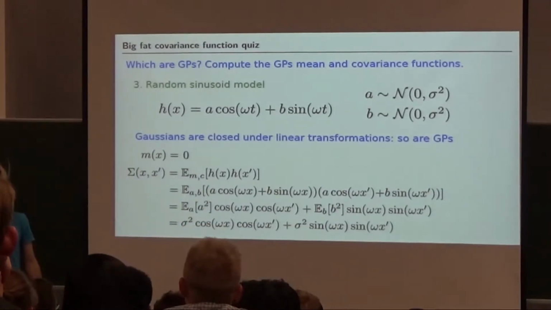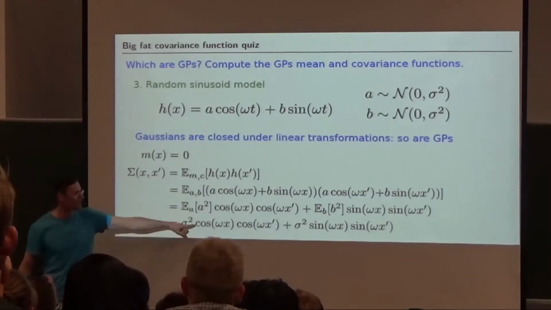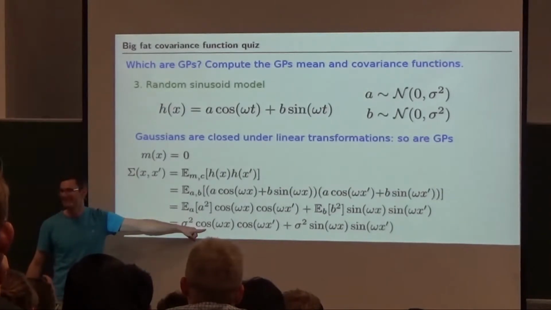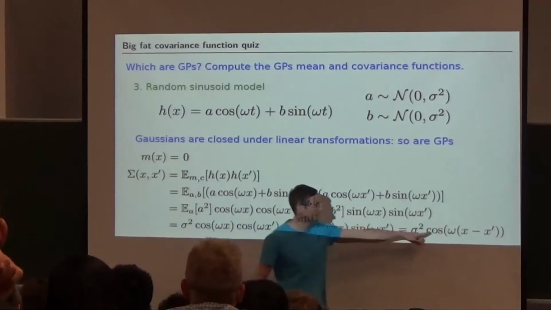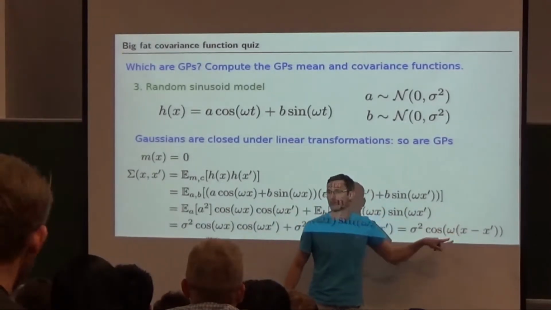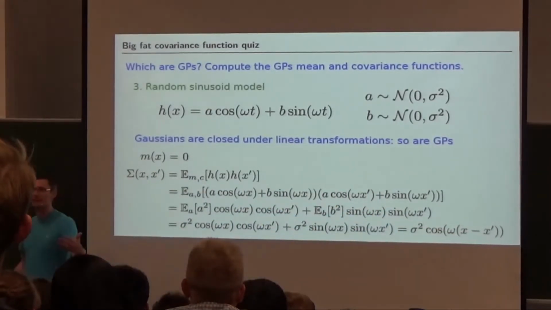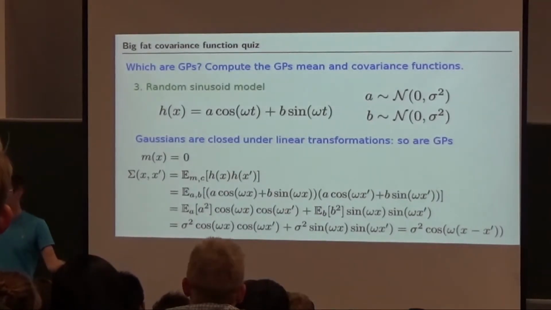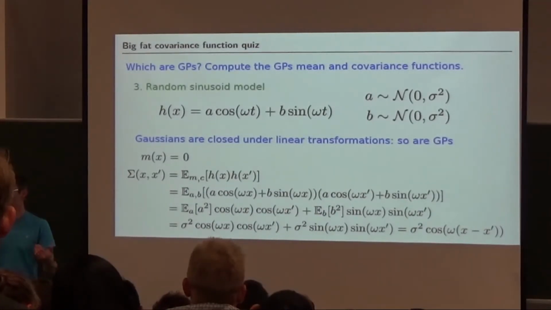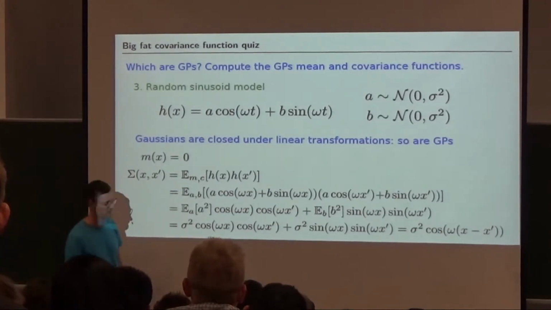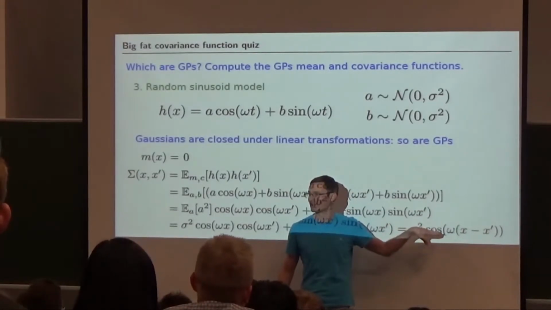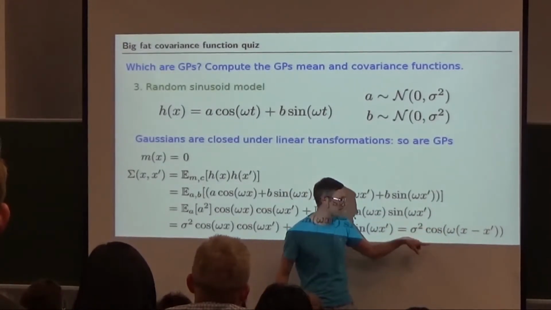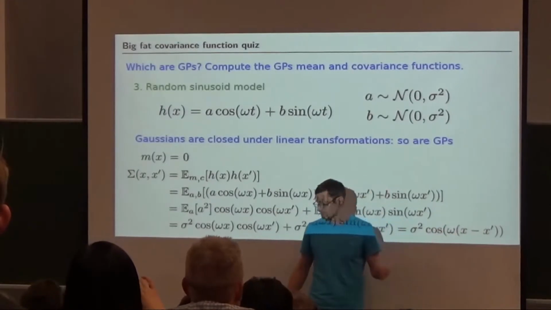This is like going back to high school probably, or does anyone know another way of writing that that's neater? Yeah, compound angle formula, it's like this. Cos omega x minus x prime. So remember, the covariance functions have to be even functions, they have to be symmetric. Because my covariance with you is your covariance with me, the covariance matrices are symmetric. So we're bound not to get stuff involving sines coming out, because sines are odd functions. So it had to be a cosine of the difference between the two things.